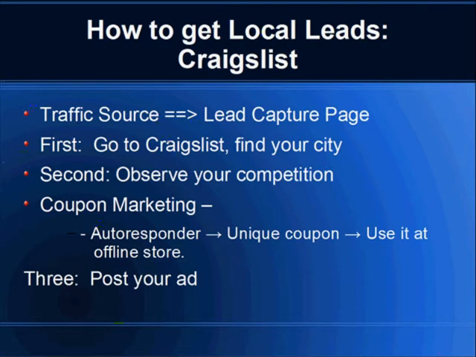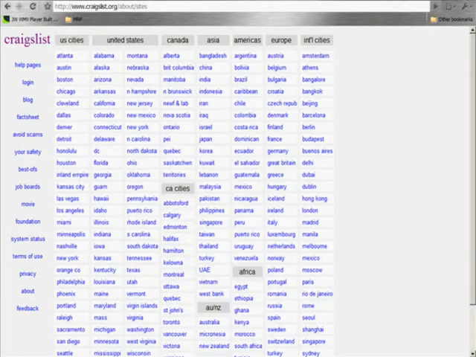Now, third, once you've found your city, observed your competition, and used specific marketing tactics like coupon marketing, you need to post your ad. So let's go ahead and go to Craigslist right now and do all of what we have talked about. Right now, I am located at Craigslist.org, and if you go there, you will see the United States, Canada, Asia, America, Europe, and international cities.